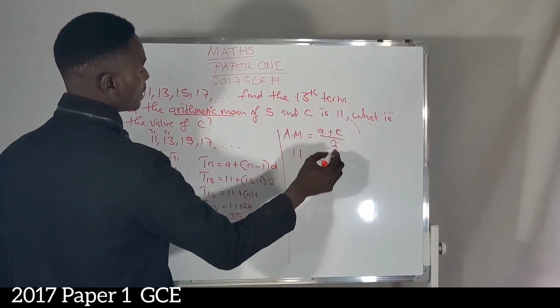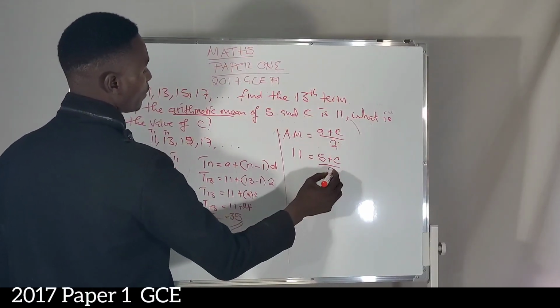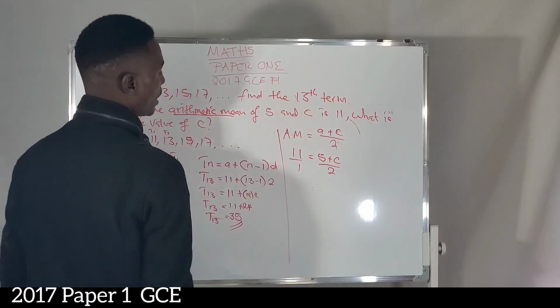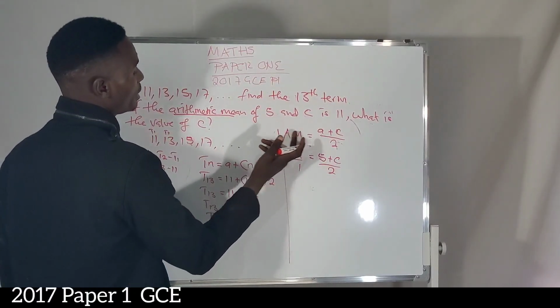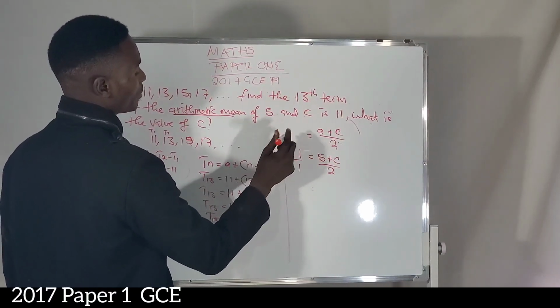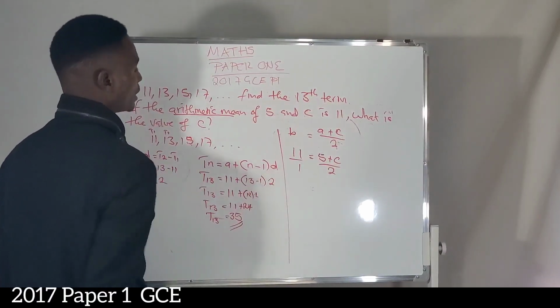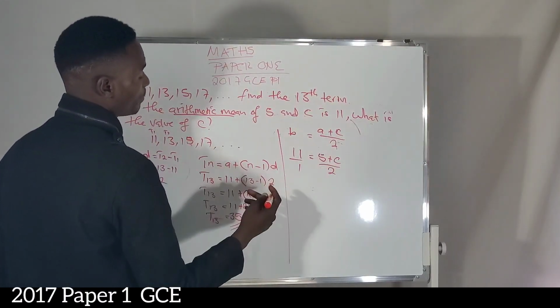You're not supposed to have C, you have C, then over 2. Then you cross multiply, as simple as this. So here you can also say B is equal to the arithmetic mean. Let's just use B, it makes more sense. Okay? So B is equal to that one, if you want to find B.